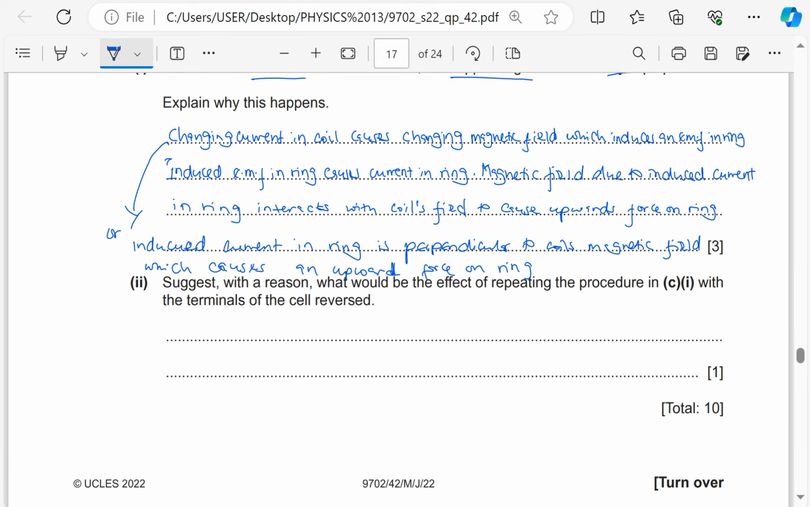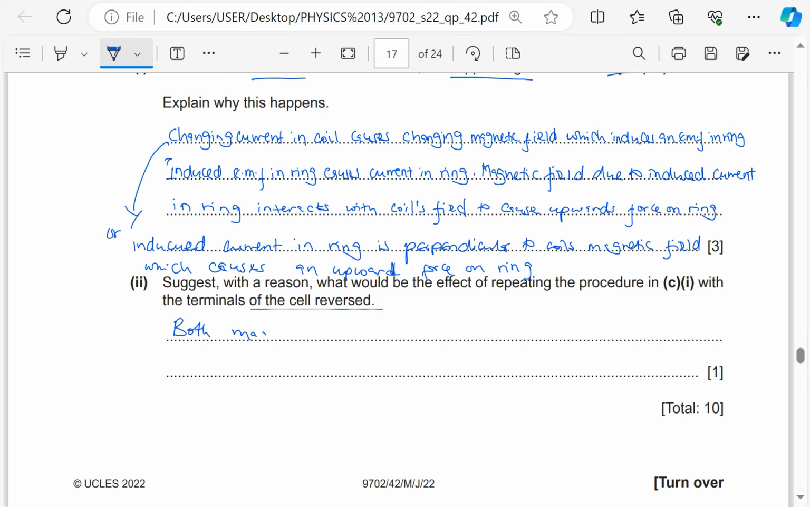Okay. So just with the reason, what would be the effect of repeating the procedure with the terminals of the cell reversed? We are reversing the terminals of the cell. That means the direction of jump will still be upwards. Why? Both the magnetic fields reverse directions at the same time. The one which is inducing reverses direction at the same time with the one which is induced in the ring. And since both magnetic fields reverse at the same time, it means the force on the ring remains upwards.